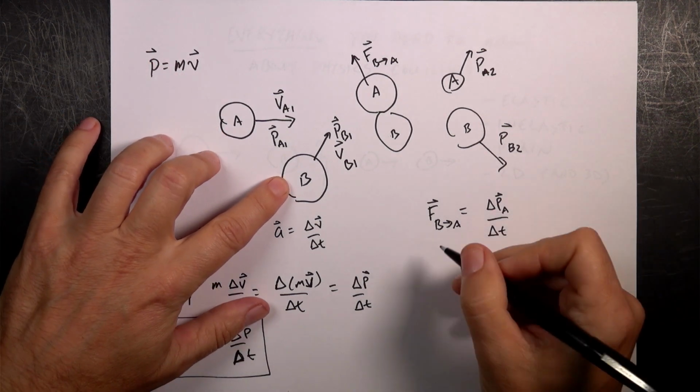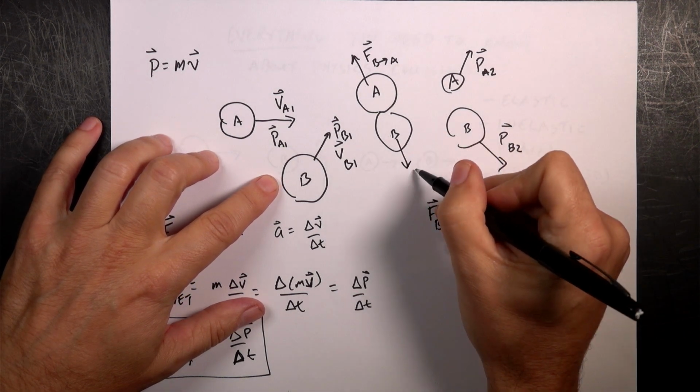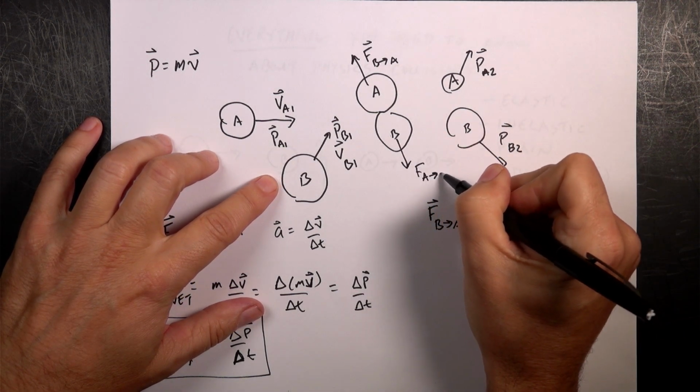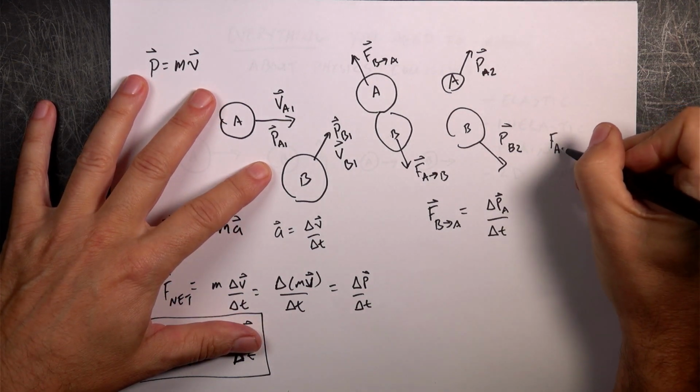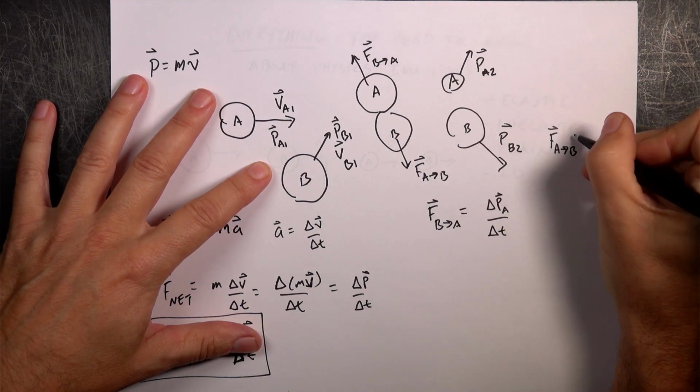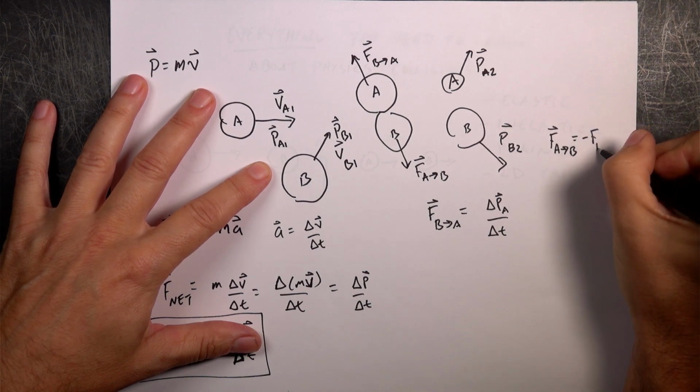I can do the same thing for B. It has one force acting on it, FA pushing on B. And notice that FAB is equal to negative FBA.